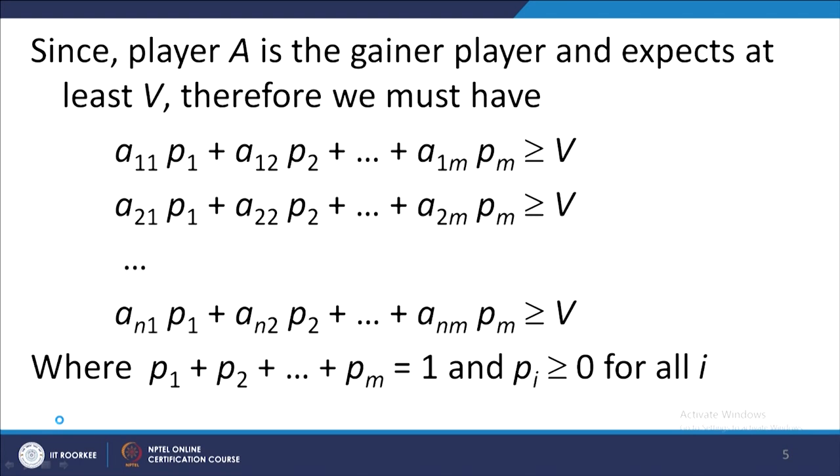Now, since player A is the gainer player, that is the winning player, player A expects at least V, that is the value of the game. Therefore, we must have these conditions: A11 P1 plus A12 P2 plus up to A1m Pm should be greater than or equal to V, and like this we have n number of inequalities, the last one being An1 P1 plus An2 P2 plus up to Anm Pm greater than or equal to V, with the condition that P1 plus P2 plus up to Pm should be equal to 1 and all the Pi's should be greater than or equal to 0 for all i.